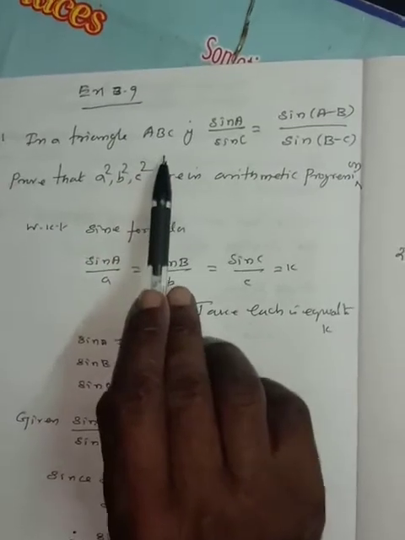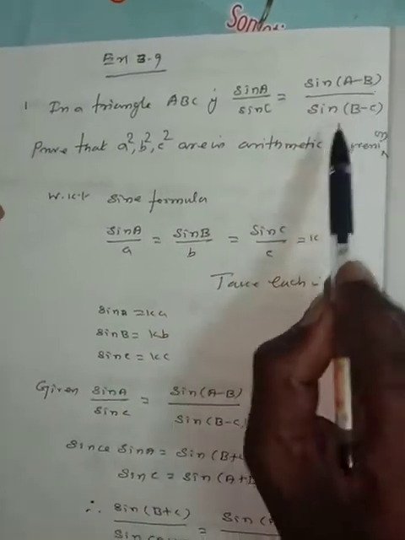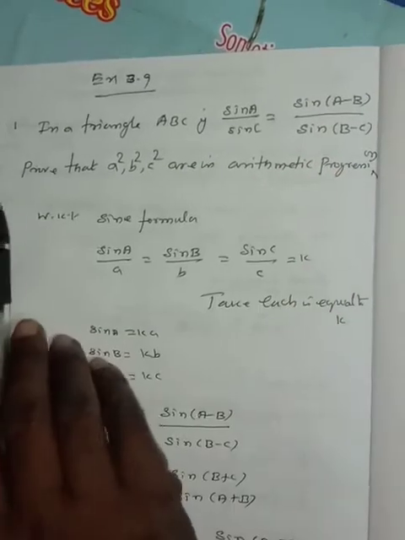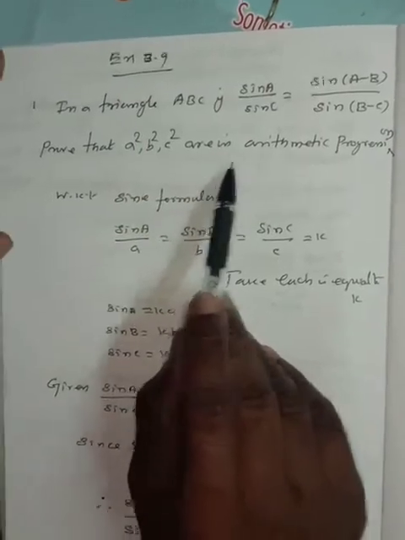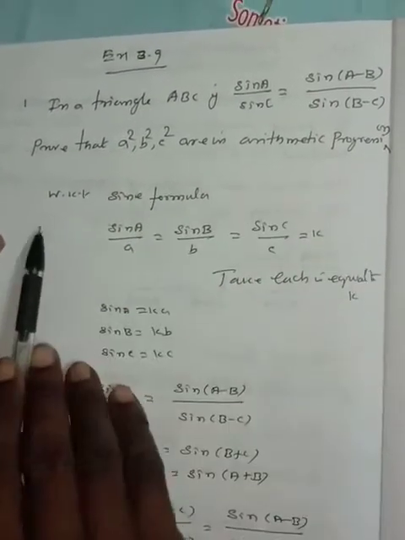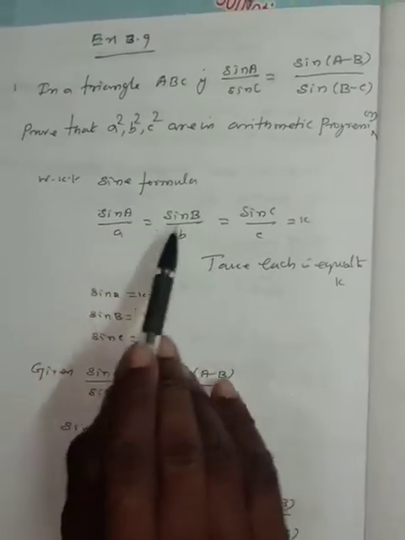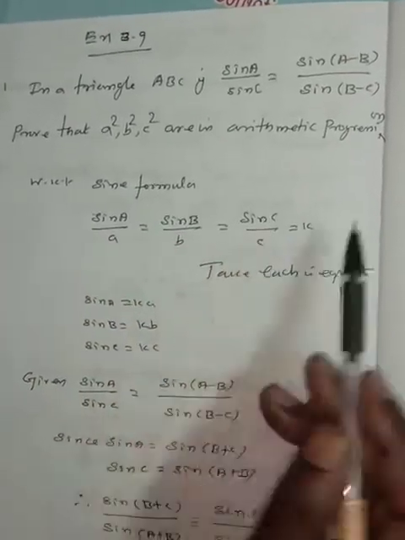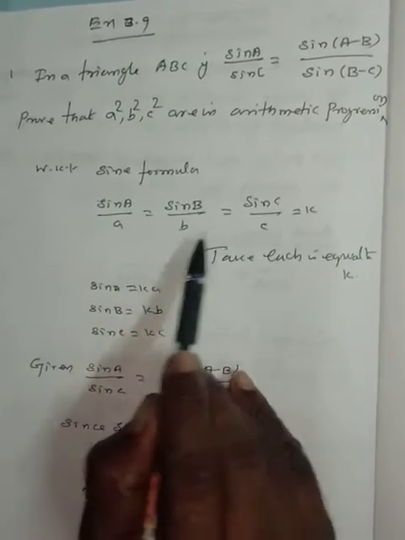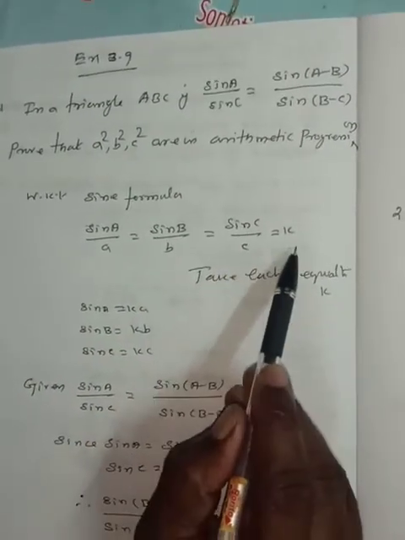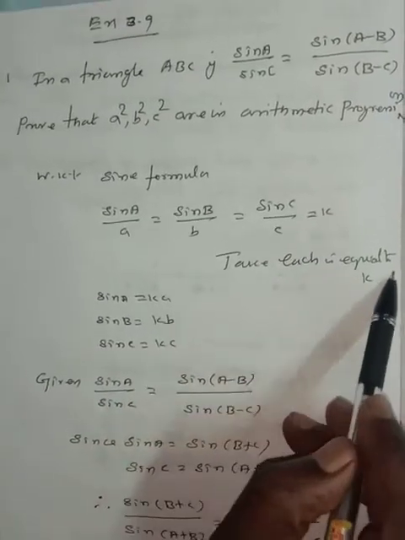In a triangle ABC, if sin A divided by sin C is equal to sin(A minus B) divided by sin(B minus C), prove that a square, b square, c square are in arithmetic progression. We know the sine formula: a by sin A is equal to b by sin B is equal to c by sin C, or taking the reciprocal, sin A divided by a is equal to sin B divided by b is equal to sin C divided by c is equal to k. Here take each equal to k.